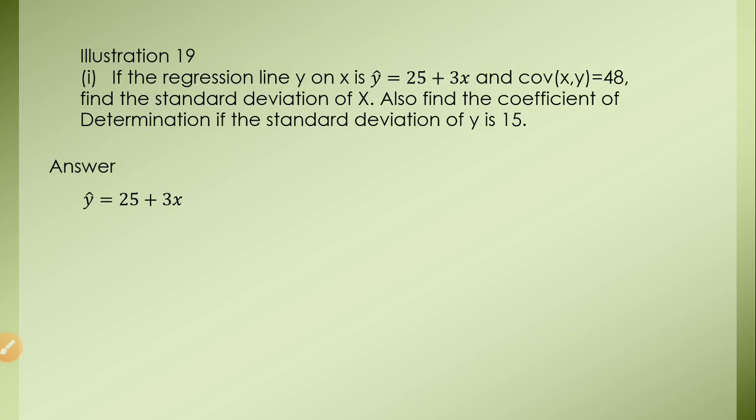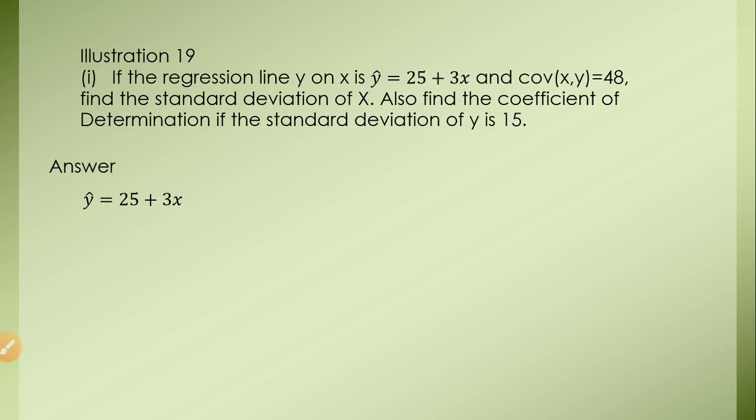Now just see the question. We'll elaborate this question. If the regression line of y on x is y cap equal to 25 plus 3x and covariance is given, you have to find the standard deviation of x, full stop. Let's find up to sx. Now you can see covariance is given, so what other information is given? Other information you have to guess from the question. Y cap is 25 plus 3x.